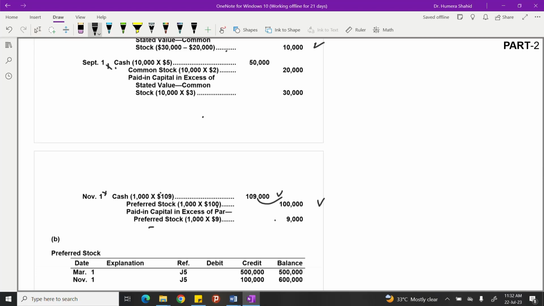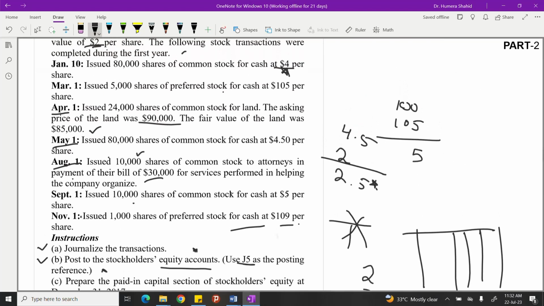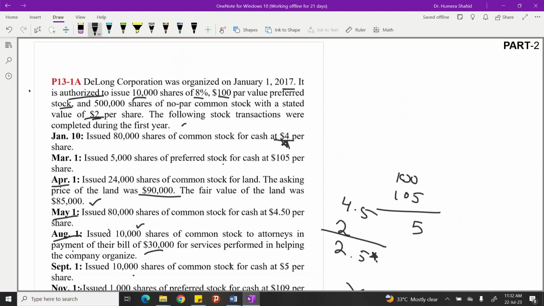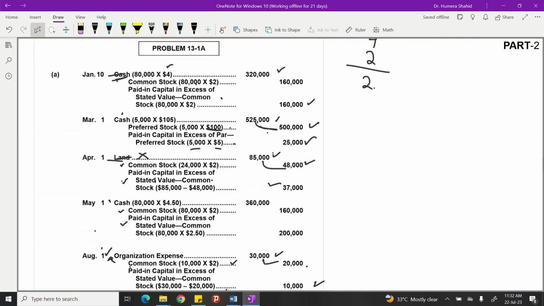So let's start from the preferred stock account. Do remember, if we have opening balances, we need to consider them. Okay, check here. Was organized on January 1st. It is authorized to issue 10,000 shares of 8% $100 par value preferred stock and 500,000 shares. This is the first year of their operations. That's why they are issuing the shares. So we don't have any opening balance in any of the equity accounts. Only the journal entries we pass are giving us the balance.